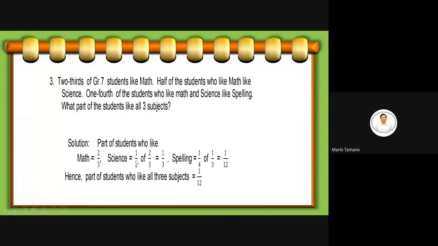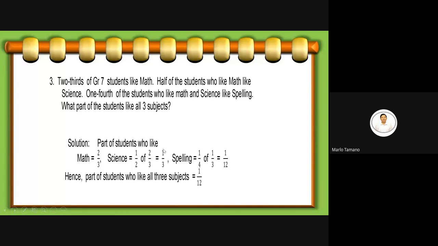When we say 1/2 of 2/3, 1 times 2 is 2, 2 times 3 is 6. So 2/6 can be written in lowest terms as 1/3. Kapag i-lowest term ninyo yung 2/6, that is 1/3.